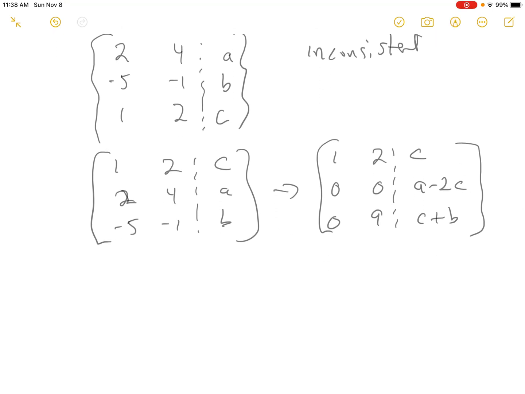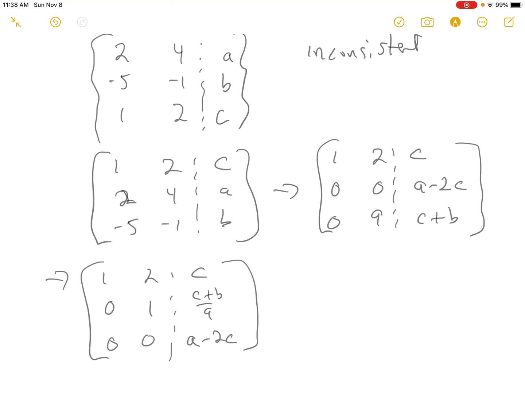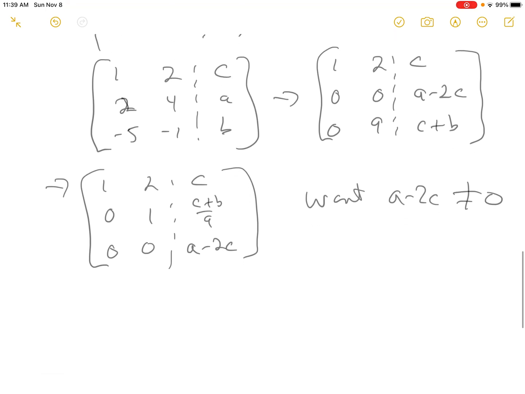Row reduce and swap again, so what do we want? We want A minus 2C to not be equal to 0. And if we choose A and C that way, then we produce a vector that is not a linear combination of W1 and W2. That's the linear algebra way to do it.